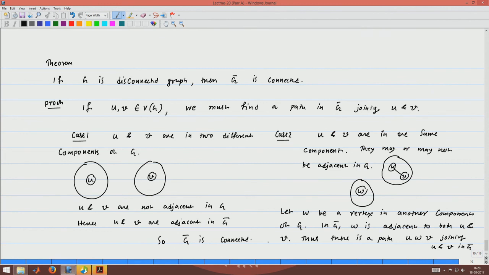Okay. In this lecture we have learned what a connected graph is and what the complement of a graph is, and then finally we proved that if G is a disconnected graph, then G complement is a connected graph.